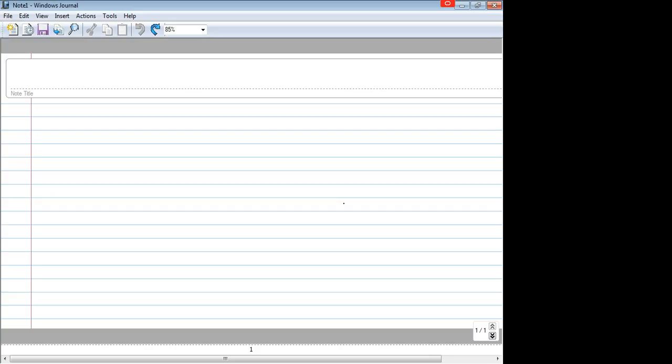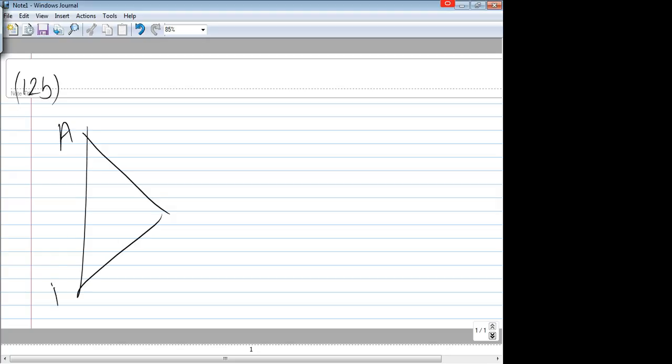Question 12b. They tell us that the triangle ADE is an enlargement of triangle ABC. So as per before, we draw the triangle ADE first. Draw it out in the same shape, in the same orientation. So ADE. That is an enlargement of ABC.